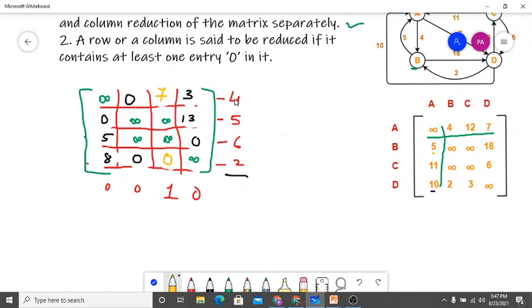So what is the total of the row reduction? 4 plus 5 is 9, 9 plus 6 is 15, 15 plus 2 is 17. 17 is the row reduction, and in the column reduction what we have? Only 1. 17 plus 1 is equal to 18. So what is our reduction cost? The reduction cost is 18.